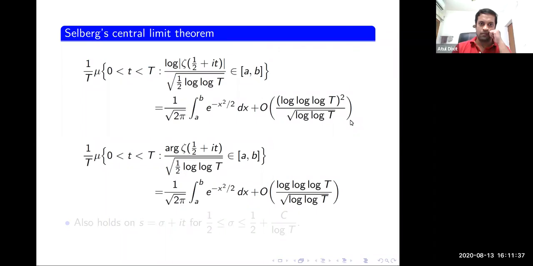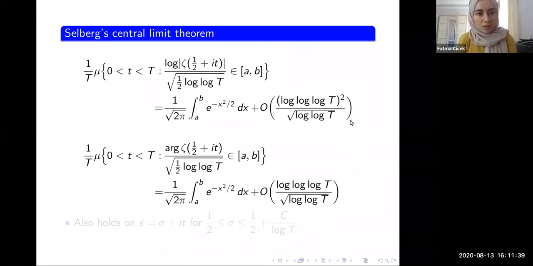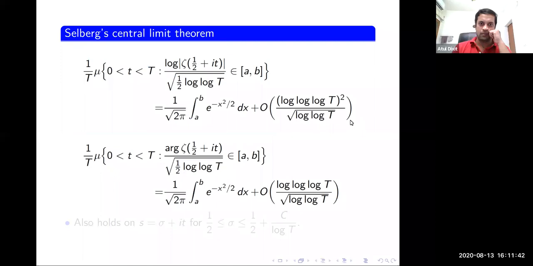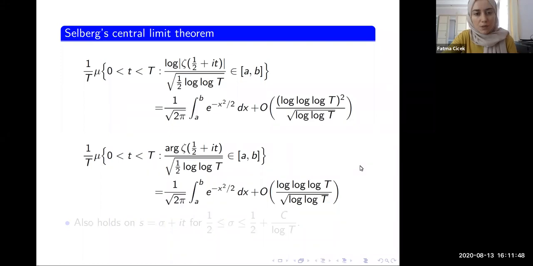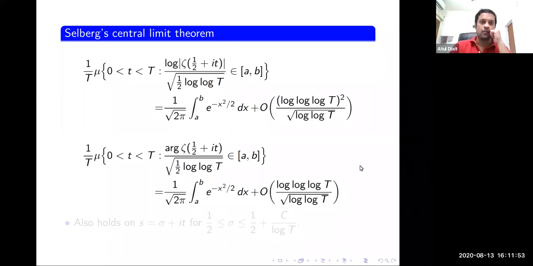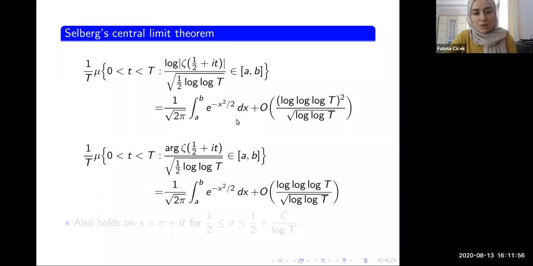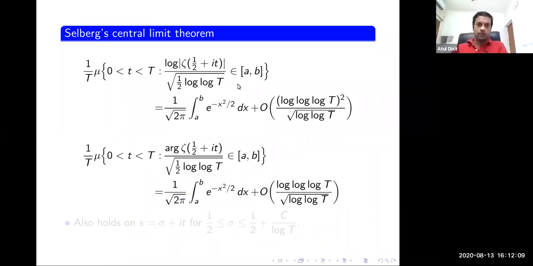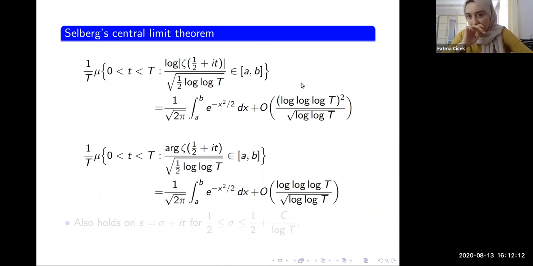Okay, so the main topic of this talk is given by Selberg's central limit theorem. It is called a central limit theorem because the main term on the right side in both of these statements is the distribution function of a standard Gaussian normal variable, so when the mean is 0 and the variance is 1. And when we start from the left side of this statement, this mu is the Lebesgue measure. So you look at the normalized measure of this set, when the real part of the logarithm of zeta lies in this interval. And A and B are just fixed real numbers.